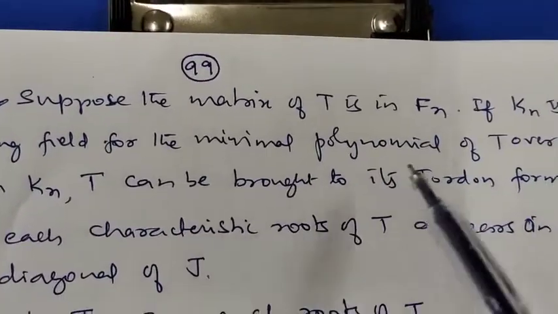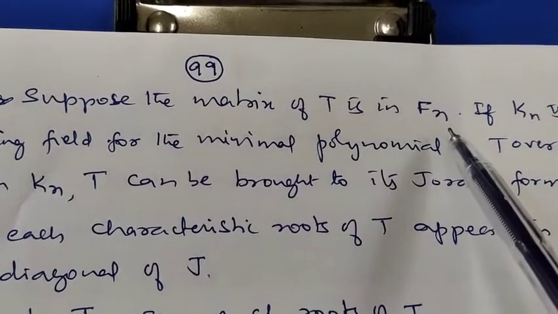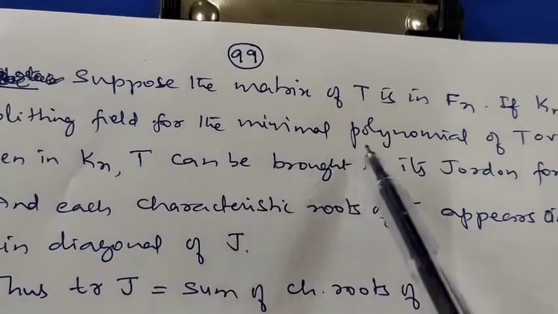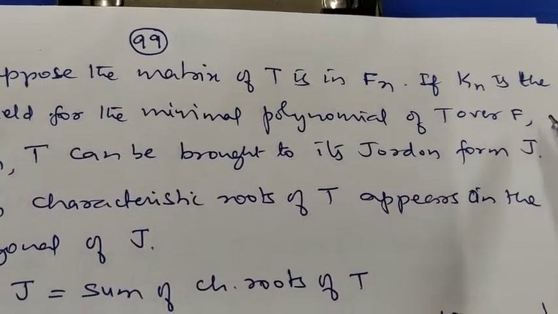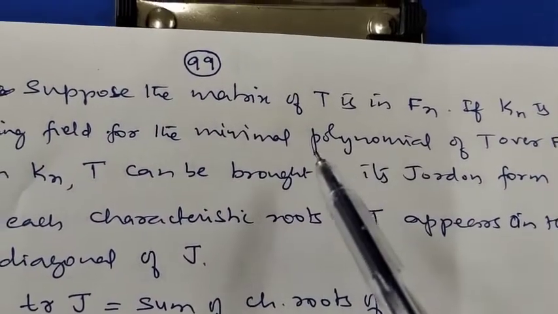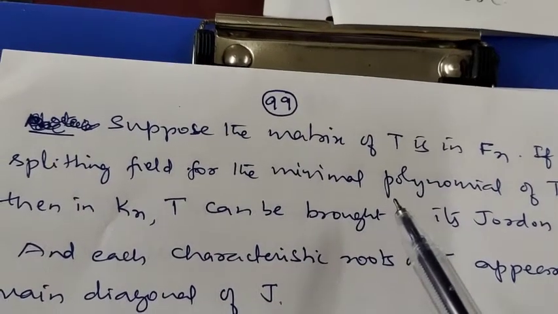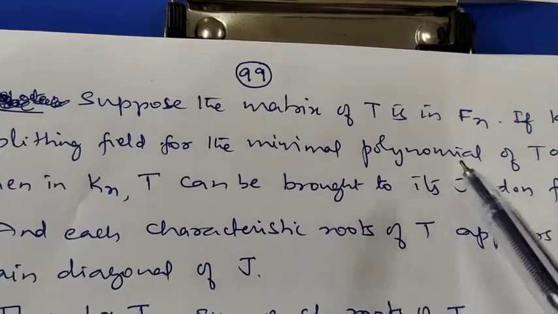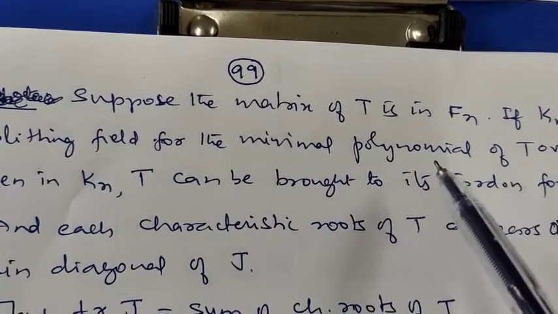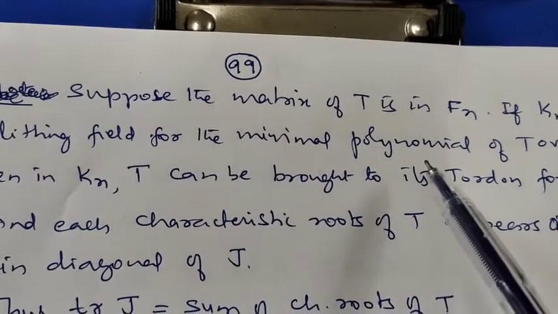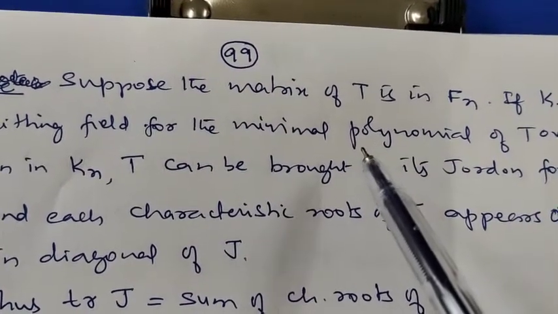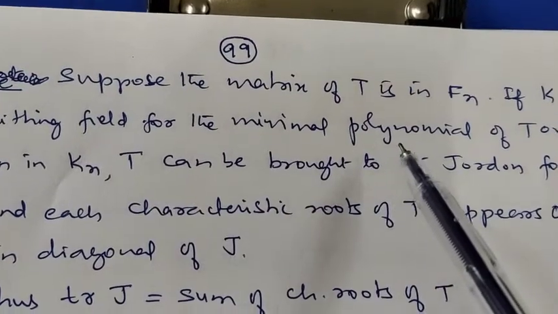Suppose the matrix of T is in Fn. If Kn is the splitting field for the minimal polynomial of T over F, meaning the field where the given polynomial can be factored into linear factors, that is, the field where the given polynomial has roots.